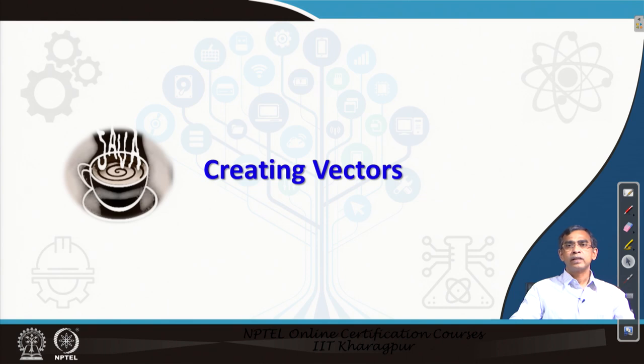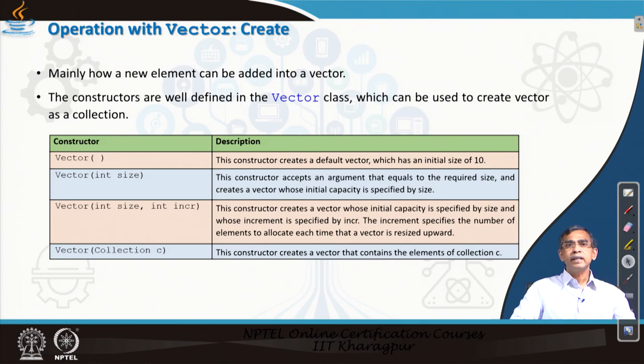Now, let us first discuss how you can create a vector. Creating a vector means creating an instance of the vector object, and there are four constructors. I have listed the four constructors here. As you can see, the first constructor is called the default constructor, which does not require any arguments. This creates a vector of a default initial size, which is 10. Another constructor allows you to define a vector of an initial size. The initial size is an int argument, so that you can decide.